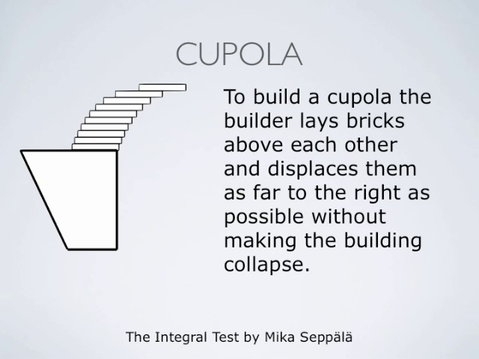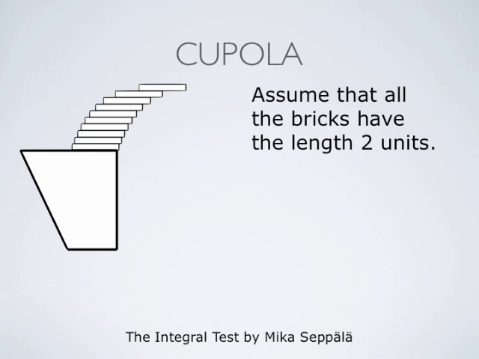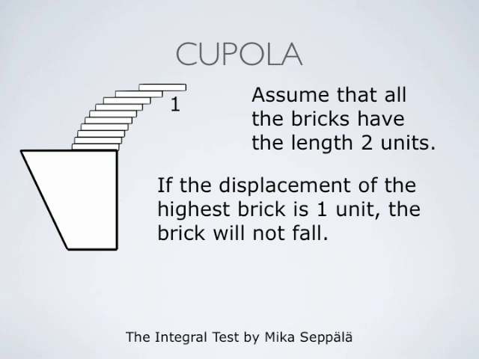The harmonic series have interesting applications in construction. To build a cupola, the builder lays bricks above each other and displaces them as far to the right as possible, as shown in this figure, without making the building collapse. Now assume that the bricks have the length 2 units, maybe feet or meters, long bricks. If the displacement of the highest brick is 1 unit, the brick will not fall, because then the center of the gravity of the highest brick lies above the next highest brick.